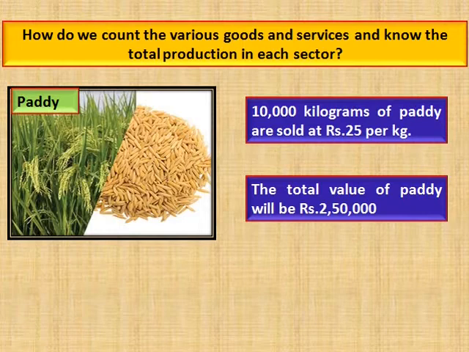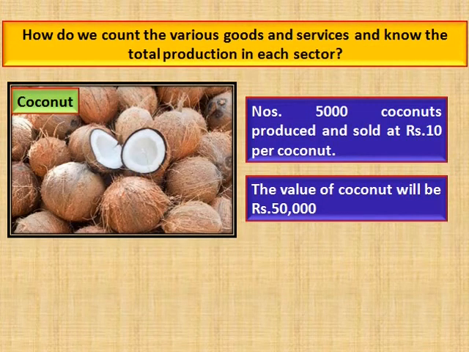For example, if 10,000 kilograms of paddy are sold at 25 rupees per kilogram, then the total value of paddy will be 2,50,000 rupees. Next, here 5,000 coconuts were produced. Each coconut costs 10 rupees. Then the value of coconuts will be 50,000 rupees.